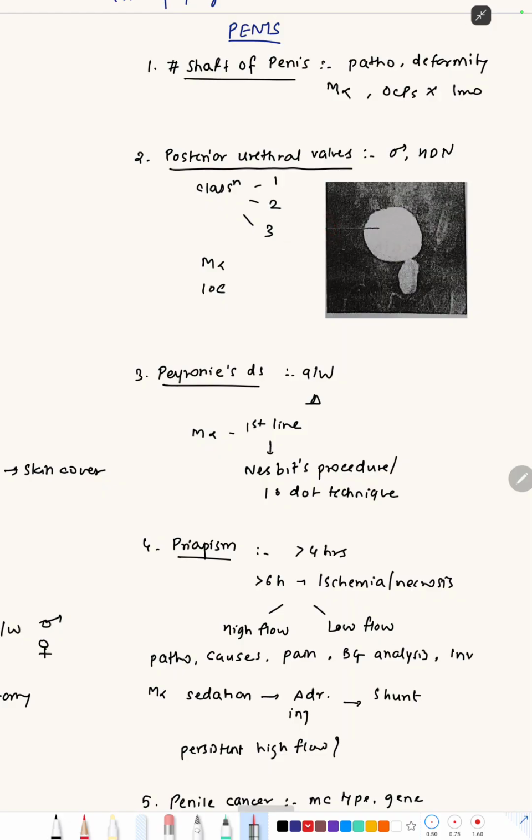The investigation of choice over here is going to be the micturating cystourethrogram. On micturating cystourethrogram, this particular sign can be seen, called the keyhole sign, and the management is fulguration of the valve. Then Peyronie's disease.